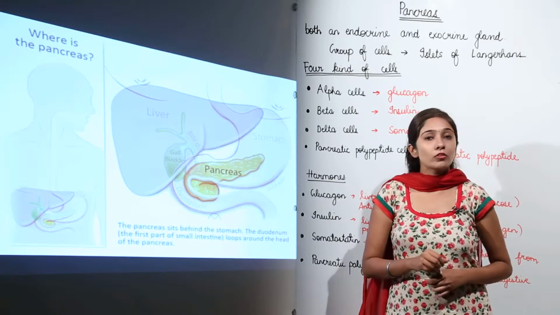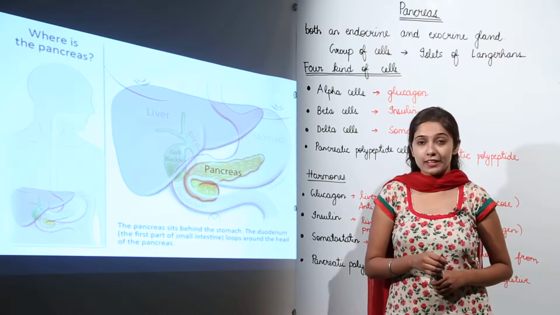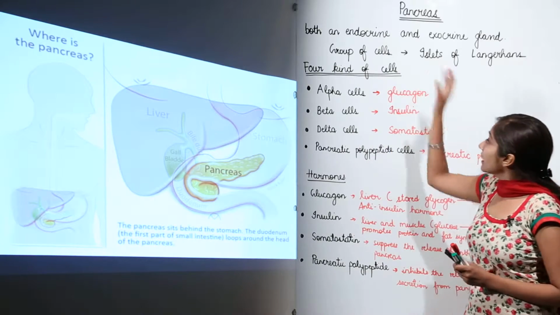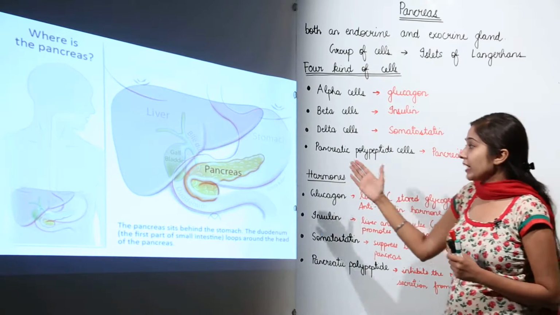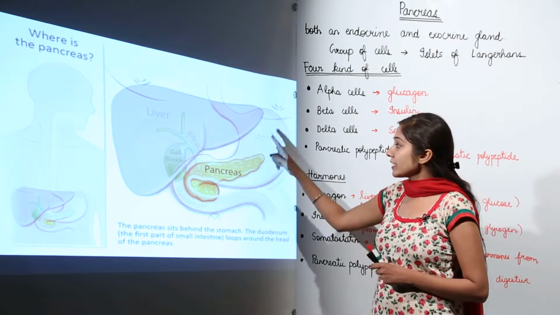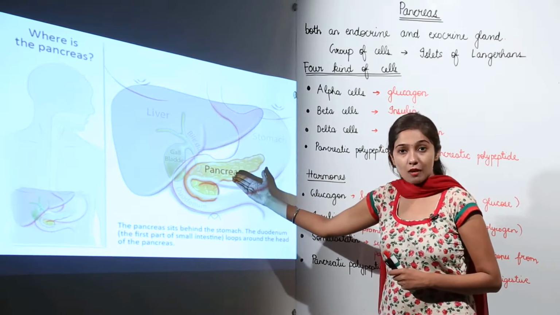Now let's talk about the next gland, that is the pancreas. Where is the pancreas located? It is located just behind the stomach. As you can see, it is located just behind the stomach.